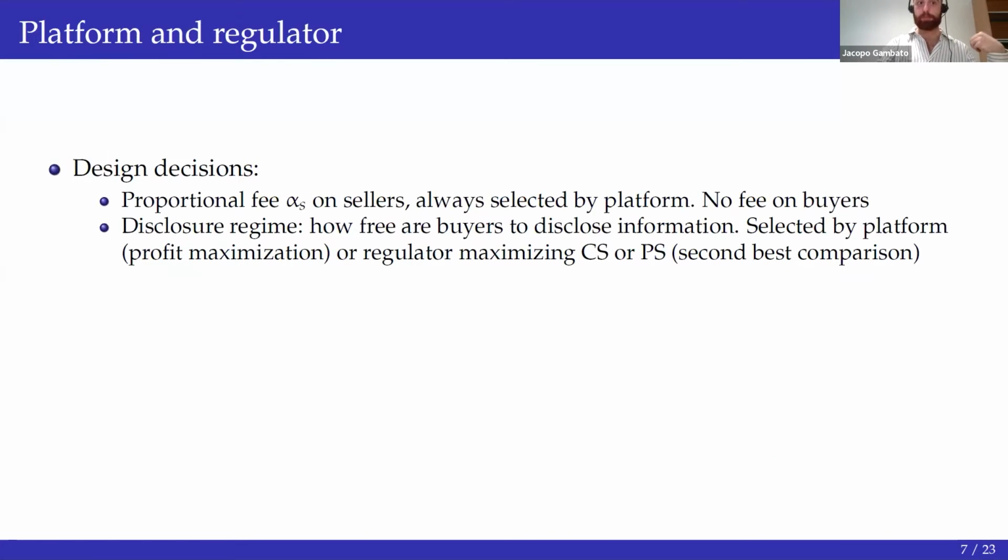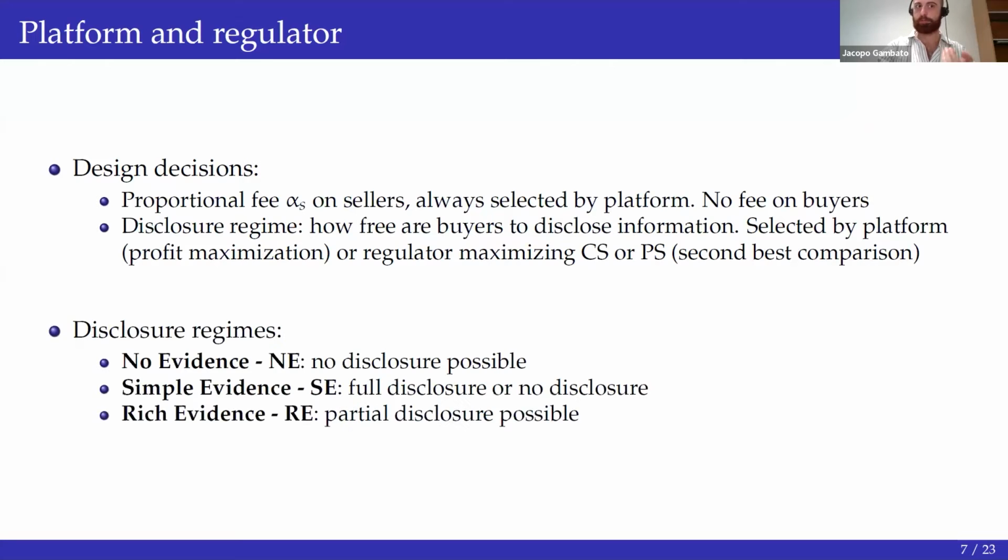Going to the platform, there are two design decisions in a sense. There is a proportional fee that we call alpha, always on the sellers and none on the buyers, that is always selected by the platform. While for the disclosure regime, we want to compare the privately optimal choice of disclosure regime made by the platform that tries to maximize profit, or as selected by a regulator that is trying to maximize either consumer surplus or producer surplus in a second-best comparison kind of way.